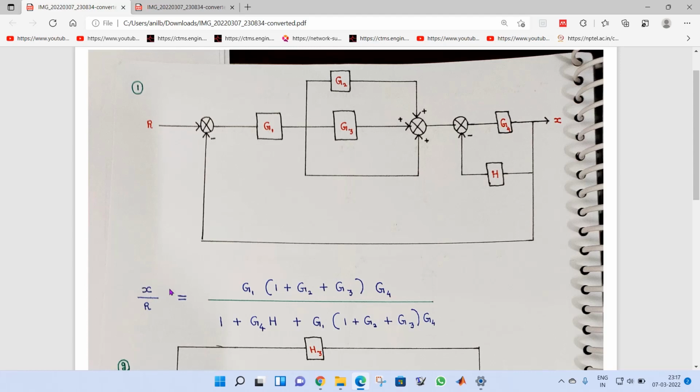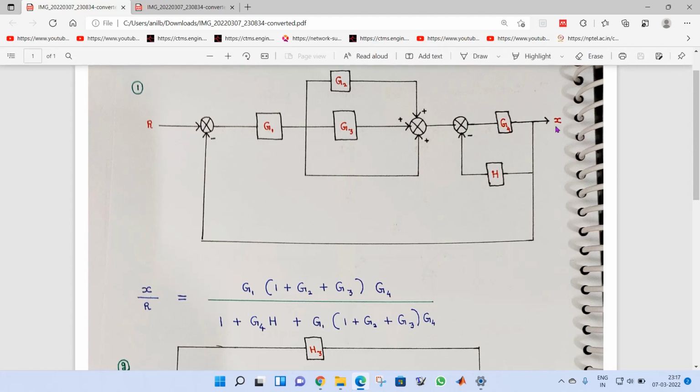What is transfer function? Output by input. So I have output X, input as R. So when I'm going to find the overall transfer function of this block diagram, in the numerator I have to focus on forward paths, and in the denominator I have to focus on loops. The moment you see a block diagram, first find out the loops. You can see one loop here, this is one loop, and you have one overall loop.